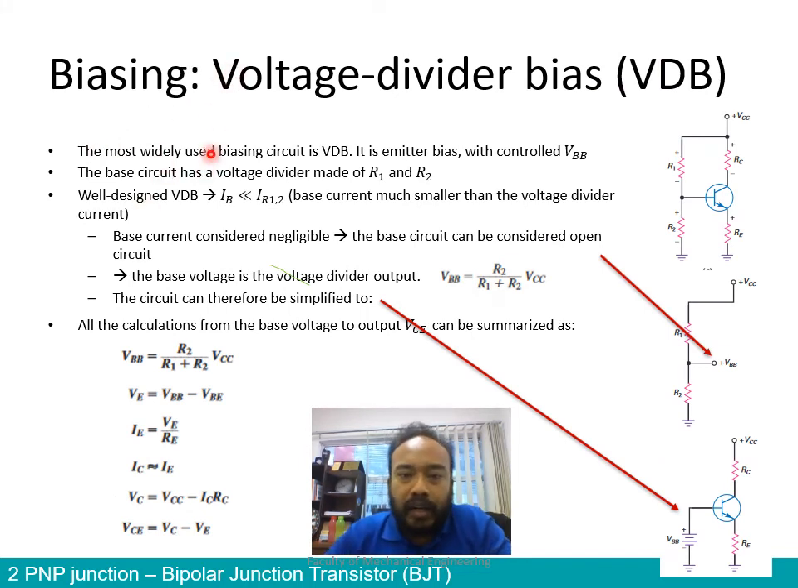And then there is another method of biasing a transistor, which we call voltage divider bias. So what is voltage divider bias? Voltage divider bias is basically the most widely used biasing circuit for a BJT. If we look at the analysis shortly, it is basically an emitter bias with a controllable VBB, right?